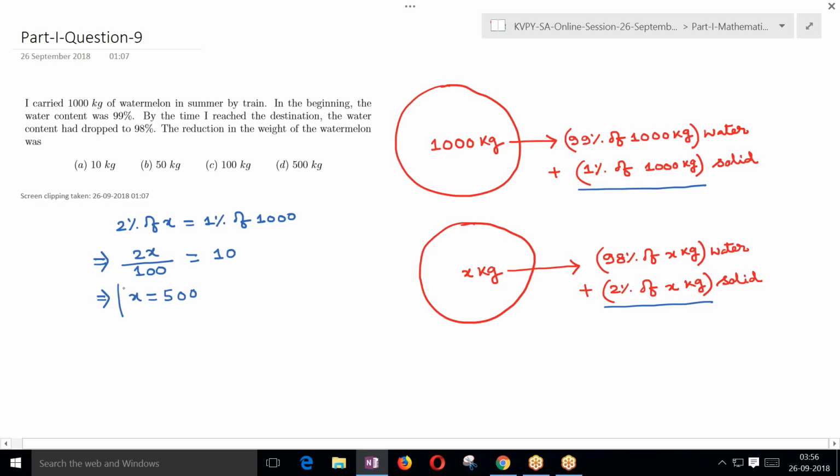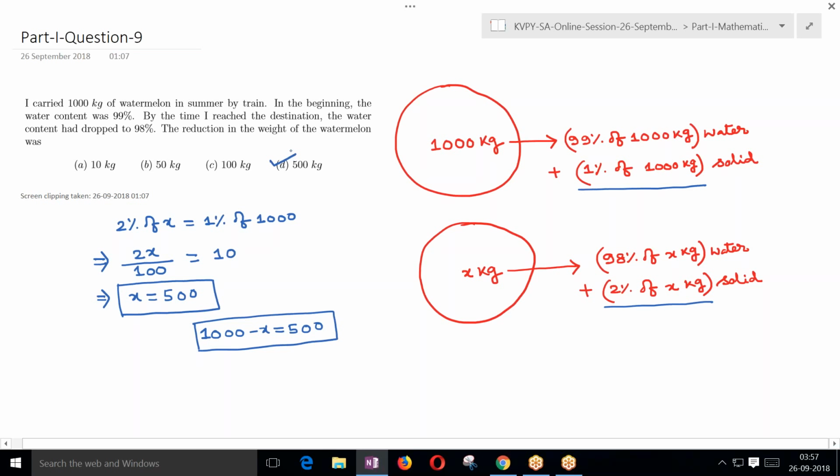So x is equal to 500, but what we need to find is the reduction in the weight of the watermelon. That means we need to find the value of 1000 minus x. As x is equal to 500, 1000 minus x is also 500. This is our answer, 500, which is option D as the correct option.